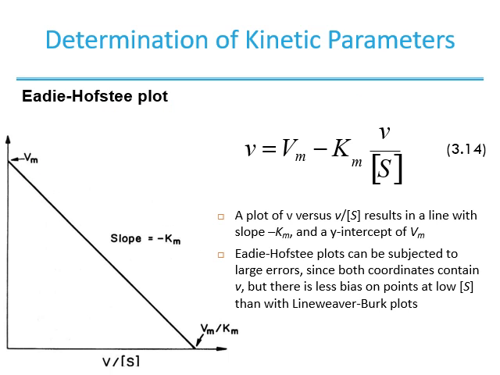Okay, the Eadie-Hofstee plot is a little different, which is a plot of product rate versus product rate divided by substrate concentration. So if we plot it, we will get the intercept as the Vm and the slope would be the negative Km. So this is the Eadie-Hofstee plot.